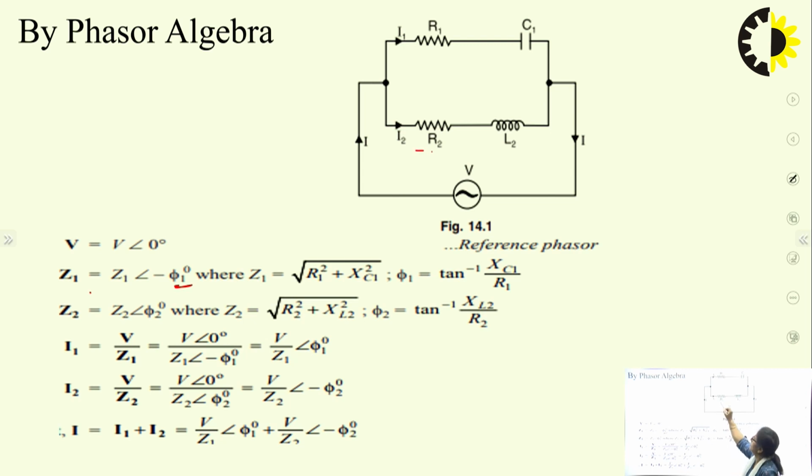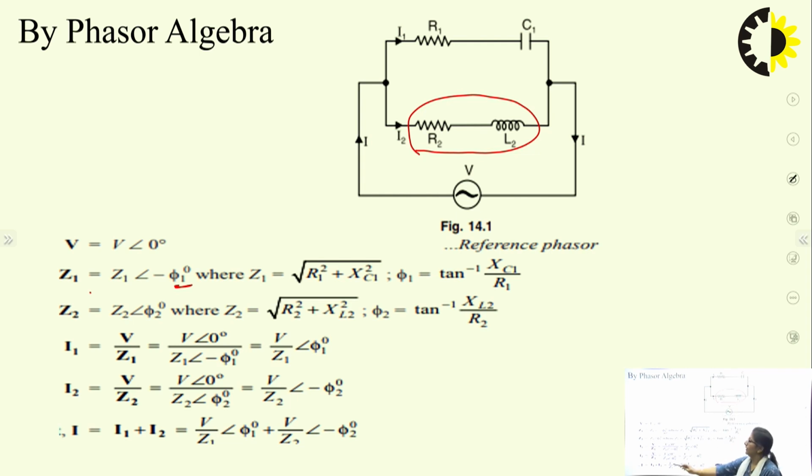Similarly, Z2, that means for this circuit, once again Z2 with a positive angle of phi. Why? Because this is an RL circuit. If that is so, the magnitude of Z2 is given by the square root of R2 squared plus XL squared, and the angle is given by tan inverse XL by R2. Now this becomes very easy, right? This is a parallel circuit. Both of these are directly in parallel and supplied across a common voltage.